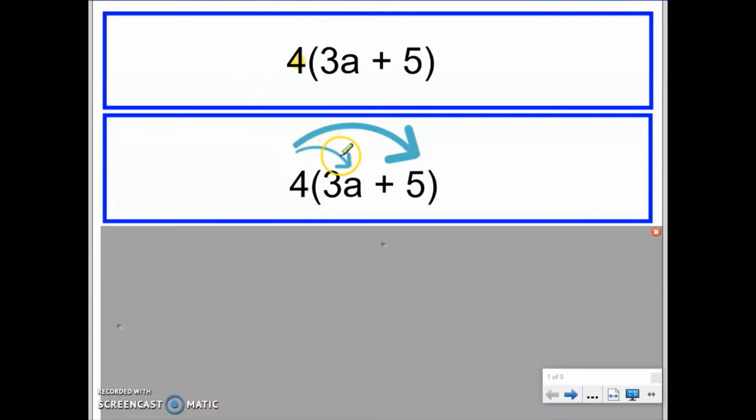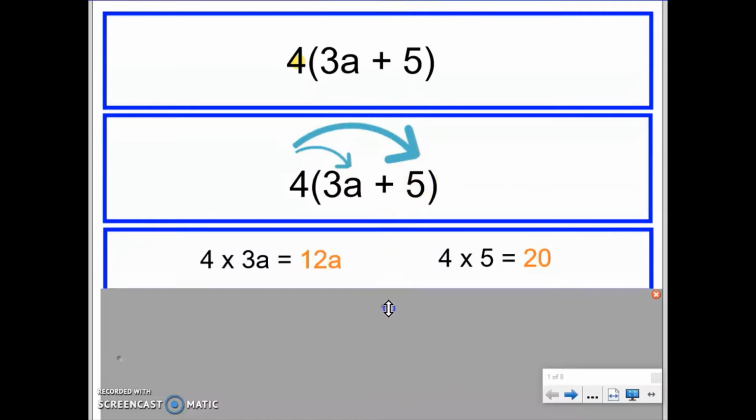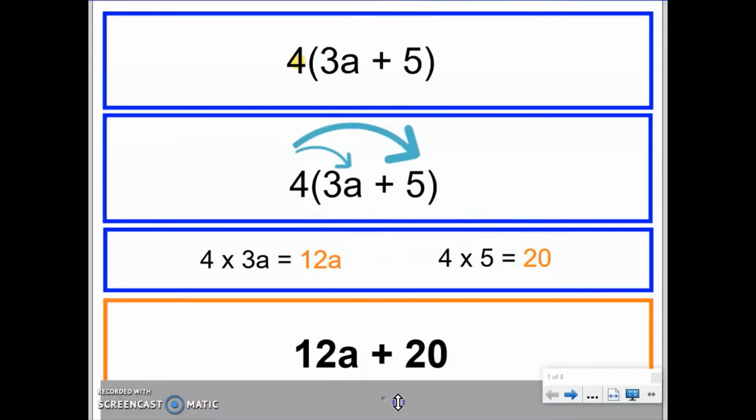So 4 times 3a is going to give me 12 a's because I multiply the numbers and I make sure the letter is attached as well. And then the second arrow is 4 times 5, which we should know is 20. So this is the process we're doing in our heads, really. There's the first multiplication, the small blue arrow giving us 12a, and the large blue arrow giving us 20. We then put these together to give us our final answer of 12a plus 20.